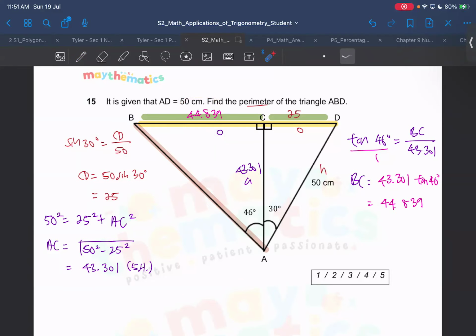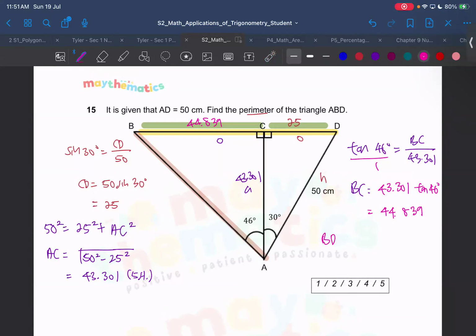BC is this, and then CD is 25. So to find BD, I will add them together. That gives 69.839. Okay, so I'm left with AB. Did I find AB yet? I didn't. AB, I want to know how to find.